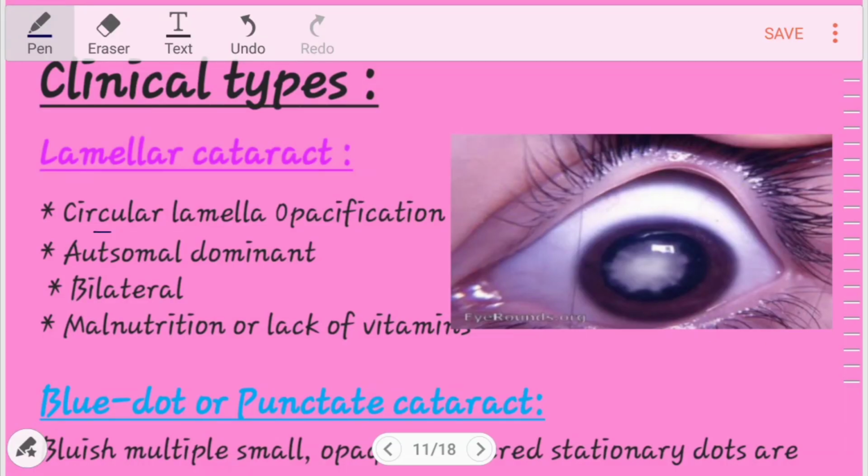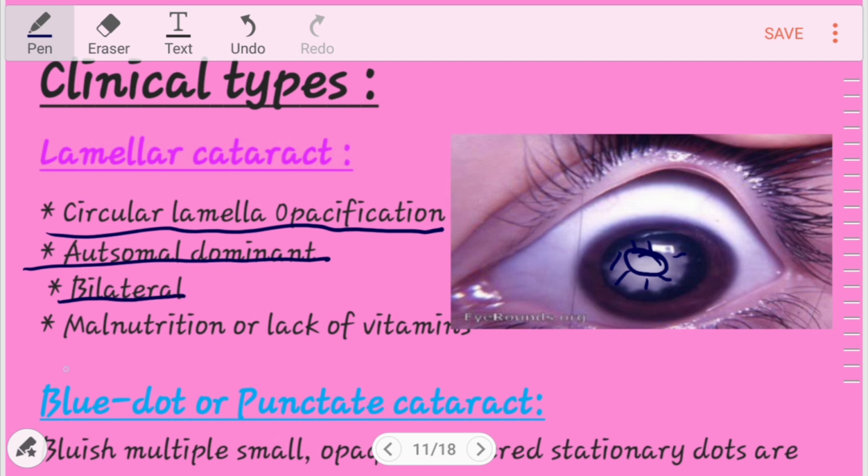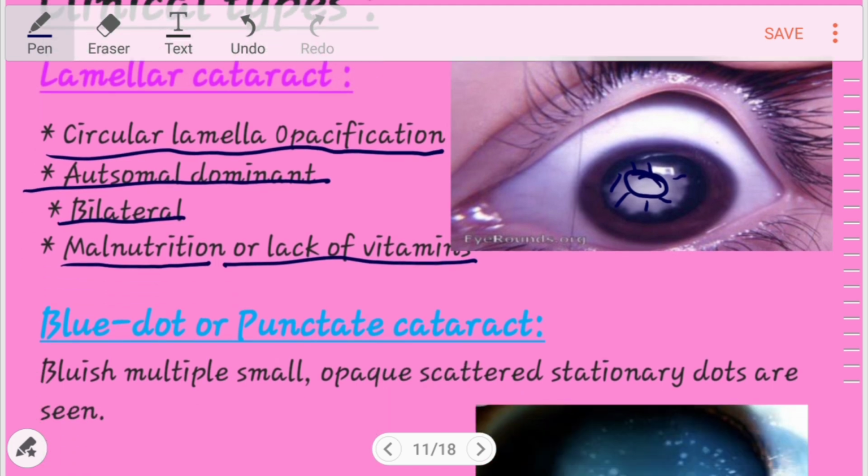Clinical types of cataract. Lamellar cataract. It consists of circular lamellar opacification, as you can see in the picture, with triangular spokes of wheel around it. It lies in the fetal nucleus. It is transmitted in autosomal dominant mode, mostly bilateral. Cause of it is malnutrition or lack of vitamins. It causes vision impairment in children.